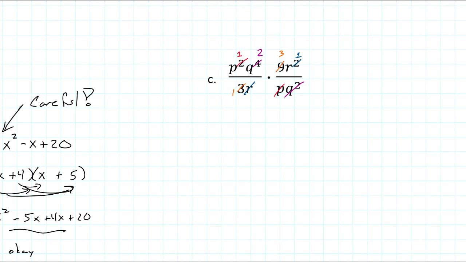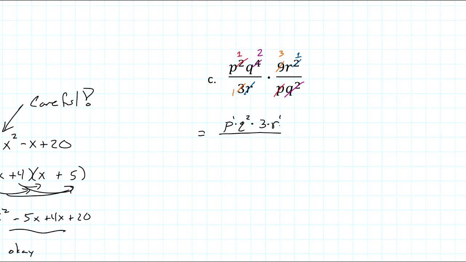So it looks a little complicated, but as we break it down just in steps, I just look at the p's, then I just look at the q's, then I just look at the r's, and then I look at the numbers, and I've really gotten through all of this problem. On top I have p to the first, which I'll just write as p, times q to the second, times 3 times r to the first. So I'll put those ones there for now.